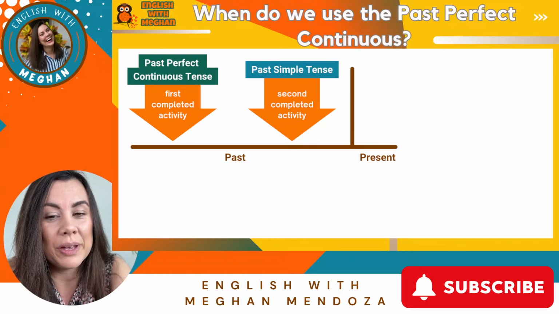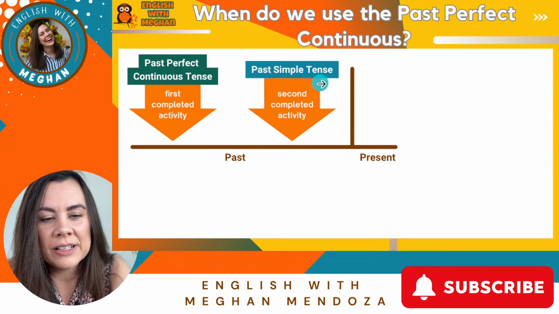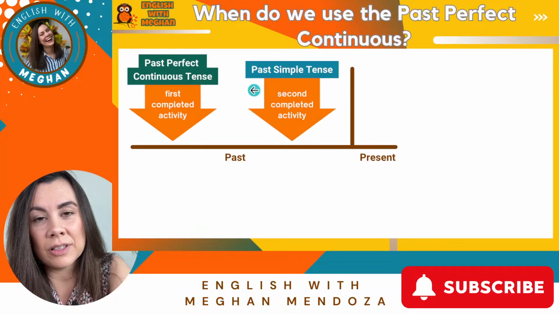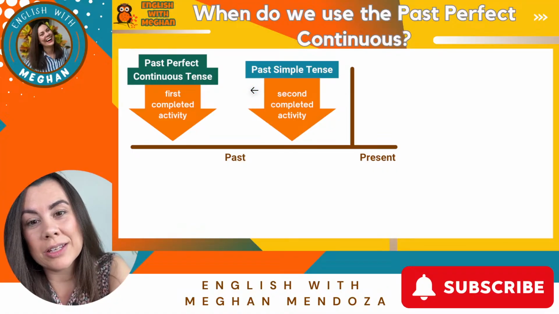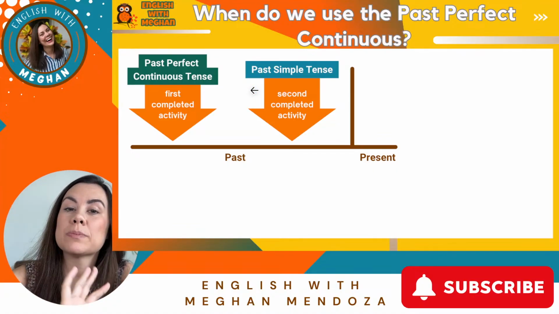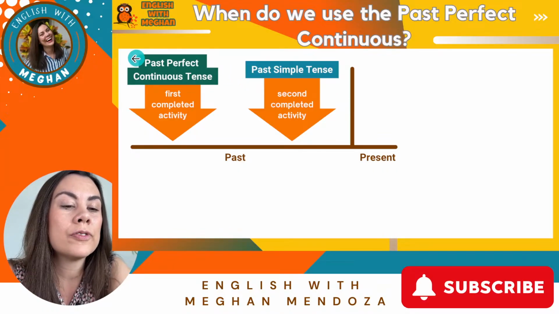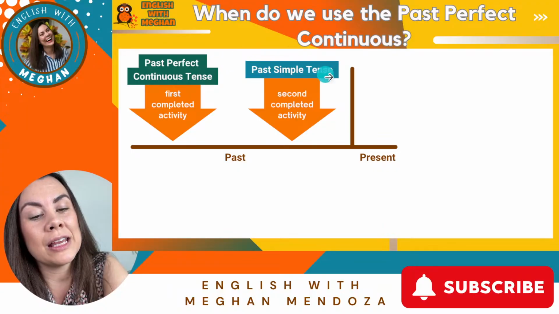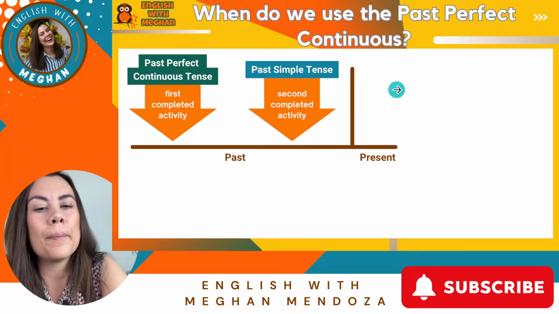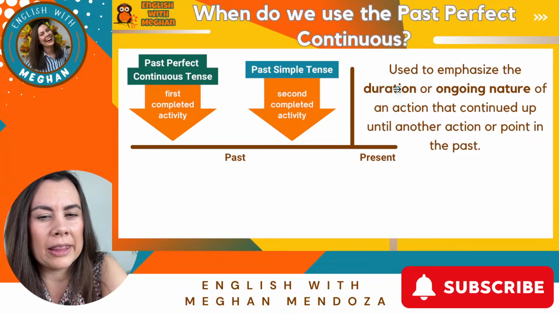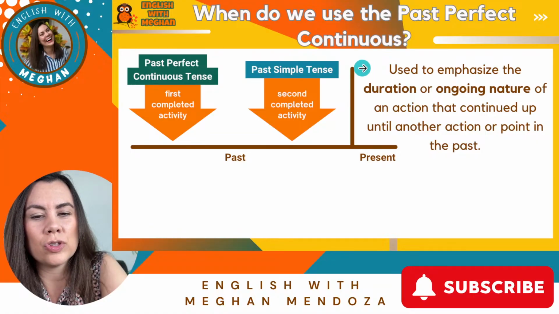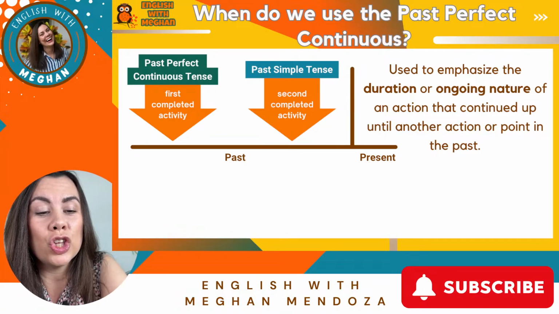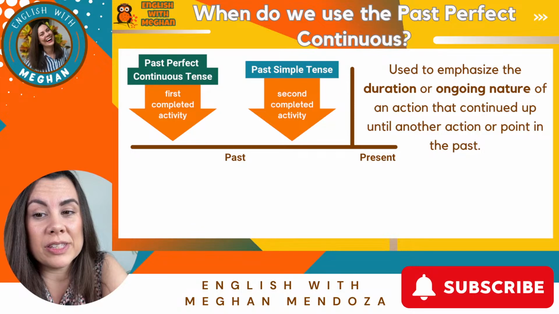This is when we have two completed activities here, the first completed activity and the second completed activity. I just talked about that when we were talking about the past perfect, right? The first part of the sentence you will make past perfect, and the second part will be past simple. But let's look at this here, okay? I'll read this. You focus on the pronunciation. You can read it too.